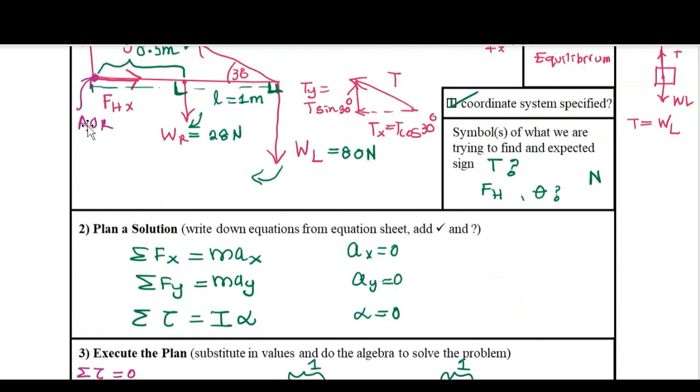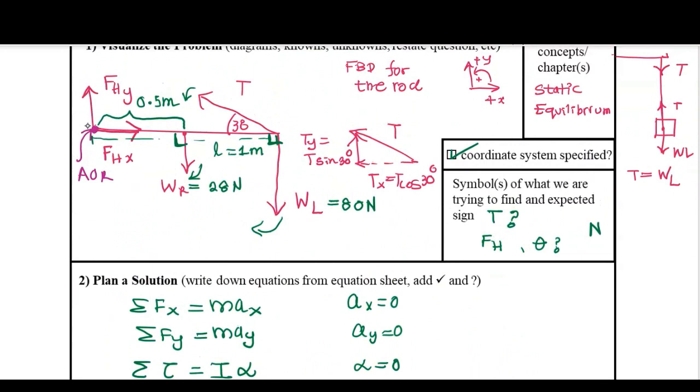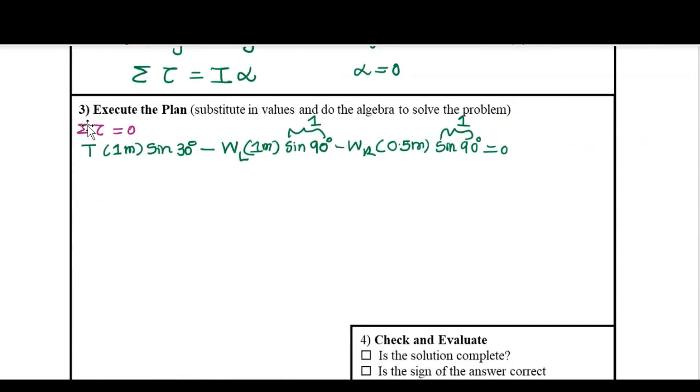So when you add all these torques, you should get a 0 because net torque on the system is 0. The system is at a static equilibrium. It's not rotating. So tension force is equal to, I'm going to separate the tension, and weight of the load is 80 newtons times 1 meter plus 28 newtons times 0.5. Divide that by 1 meter.